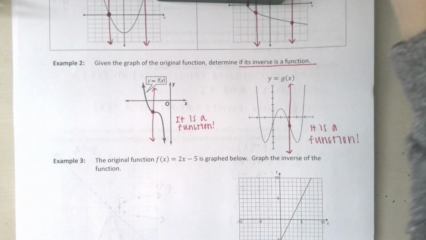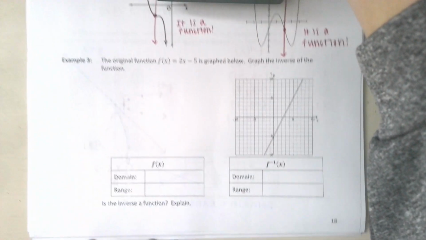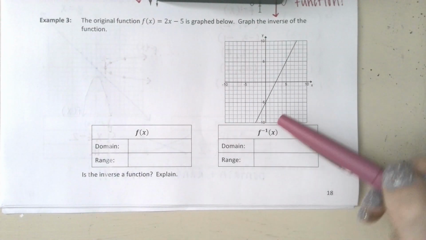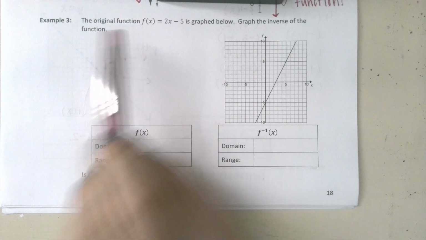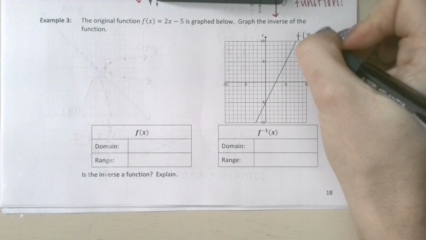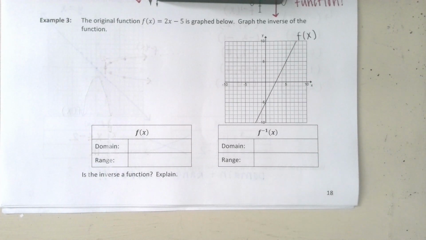Okay, let's go ahead and put everything that we've learned together in example 3. So in example 3, they give me f of x. They tell me the original function f of x is this line here. So this guy is f of x. We're going to put everything together, so we want to graph the inverse, find the domain and range, and then finally determine if the inverse is a function.